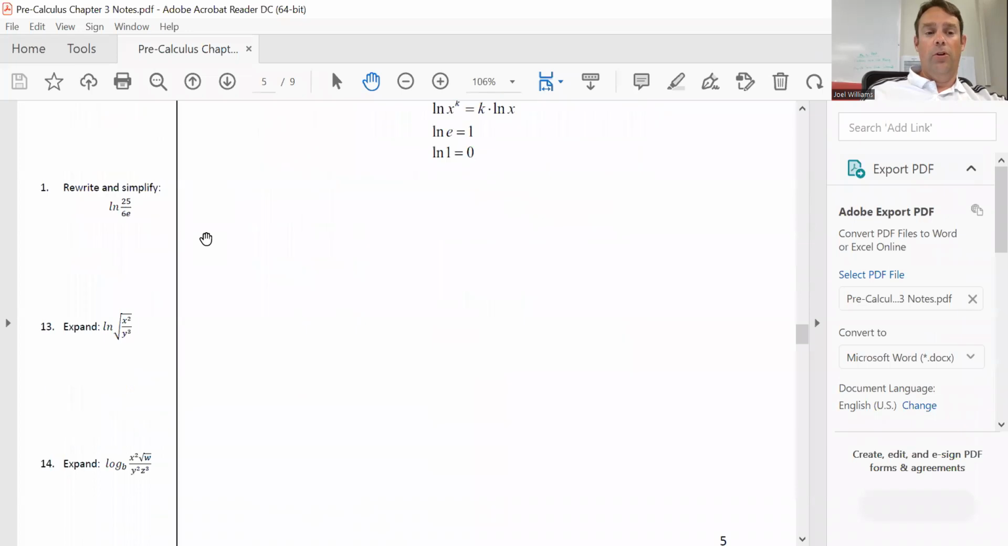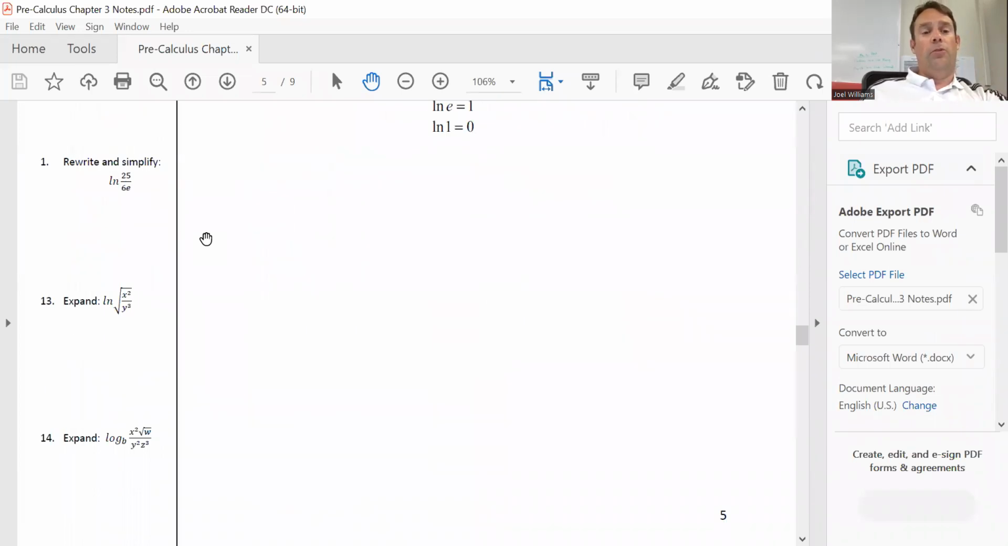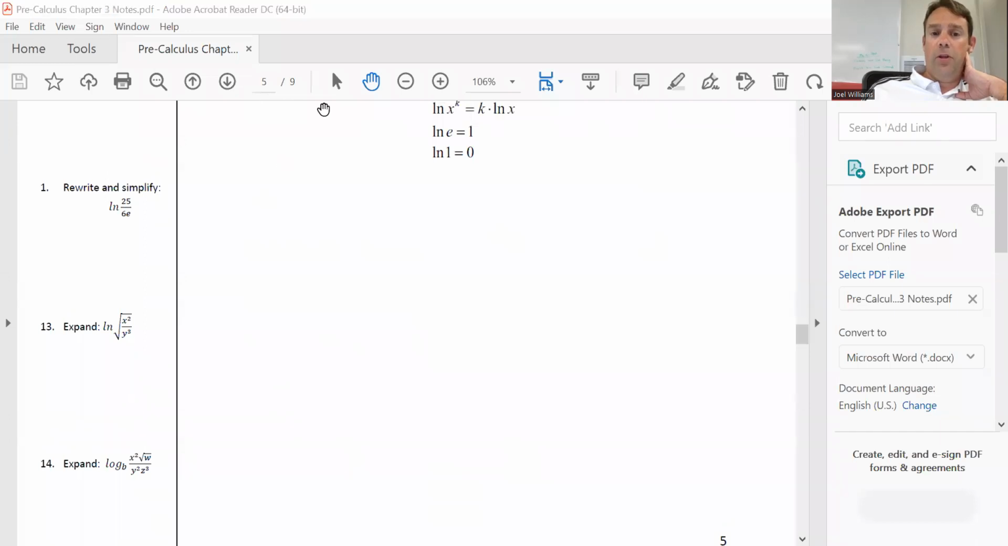So first thing we're going to do is something called expanding a log. And that means we're going to take one log and we're going to expand it. In order to do that, we're going to be using those same three rules that we had before. Those same three rules are still going to come into play here.